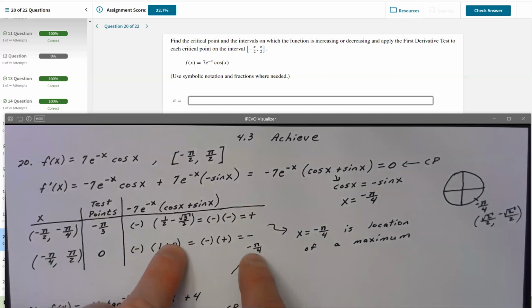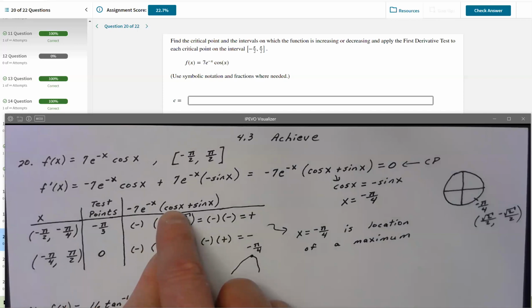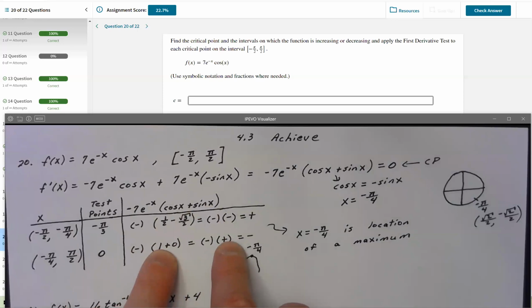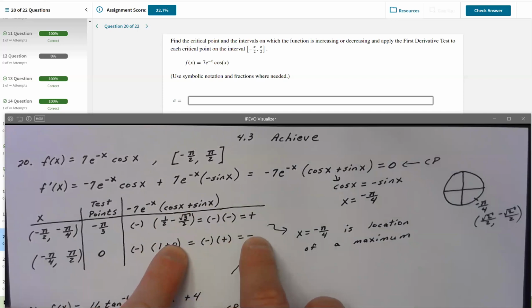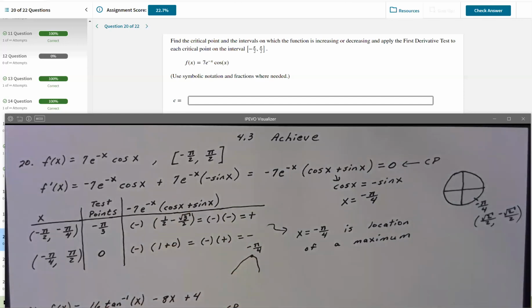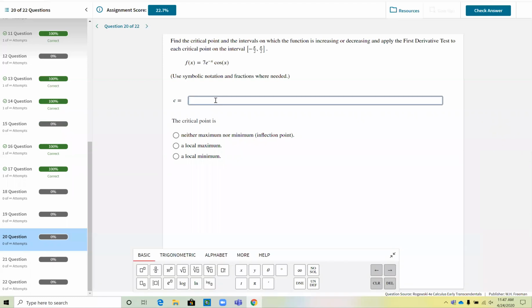Now, on the other side of negative pi over 4, I choose 0 to test that interval. It's easy to plug in because you know the cosine of 0 is 1, the sine of 0 is 0. Therefore, that second factor is positive, and you'll have a negative factor times a positive factor. You know your first derivative is going to be negative in that region, which tells you that your original function is decreasing in that region. So I can say, okay, it's increasing before the critical point, decreasing after. Then that location at x equals negative pi over 4 is the location of a maximum due to the first derivative sign test.